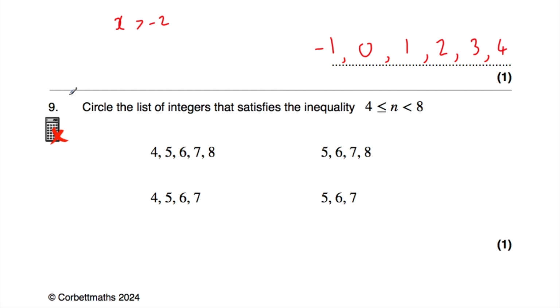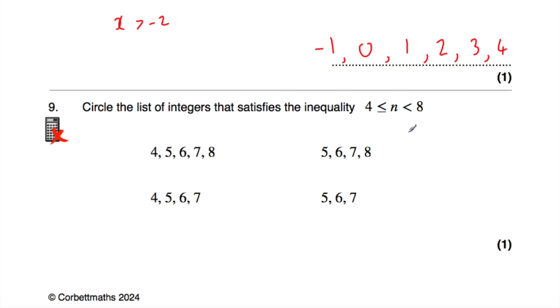Okay, let's look at our next question, question number 9. We've been asked to circle the list of integers that satisfies the inequality n is greater than or equal to 4 but less than 8. So greater than or equal to 4. I'm just actually going to write down the integers to satisfy this.